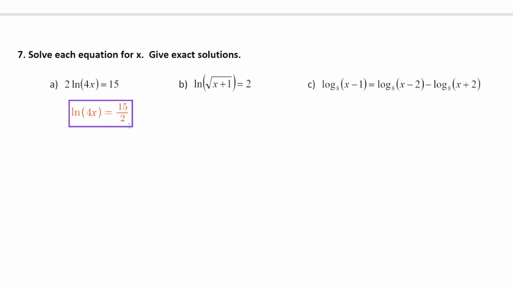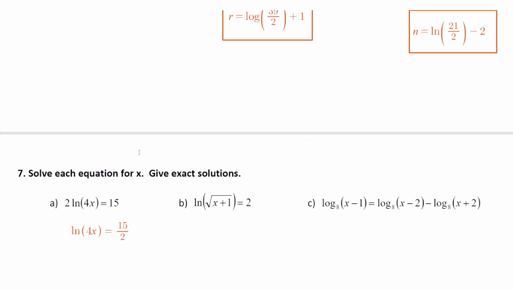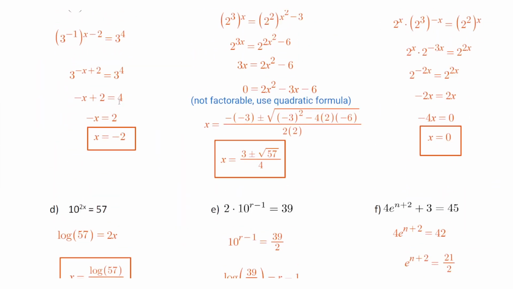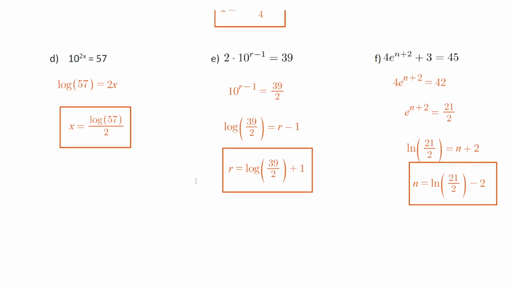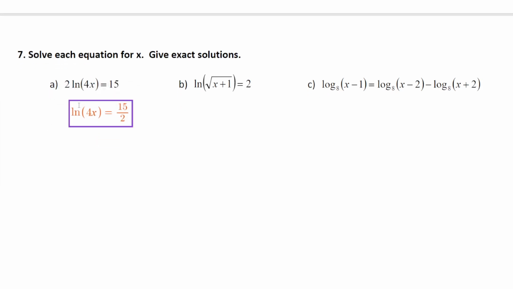Now I want to rewrite this as an exponential equation. So I'm doing the opposite of what we did up here in number 6 with these exponential equations. We rewrote them as logarithms to isolate the variable. Here we want to go the other way, where we rewrite the logarithm as an exponential equation. So the base here is Euler's number e. The exponent, remember, the logarithm is the exponent. So the exponent here is 15 halves. Or if you prefer decimals, you could write it as 7.5 equals 4x. And then to isolate x, we need to divide both sides by 4.